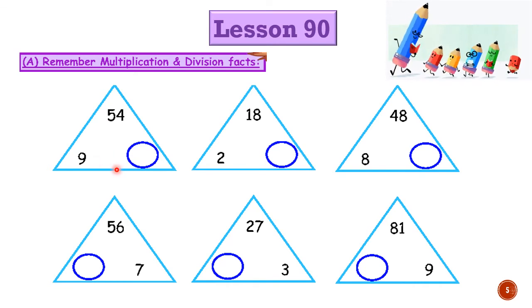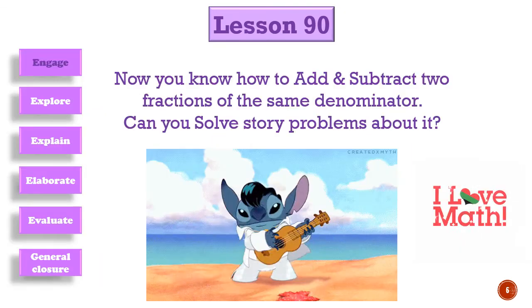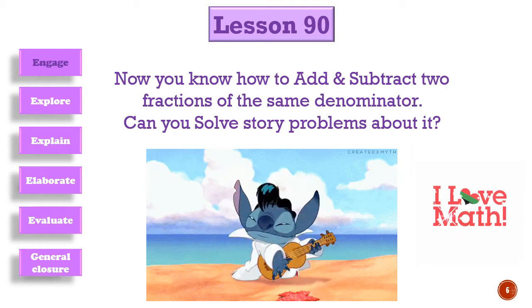54, 9 by 6. 18, 2 by 9. 48, 8 by 6. 56 equals what by 7? 8. 27 equals what by 3? 9. 81 equals what by 9? Equals 9. Good job.